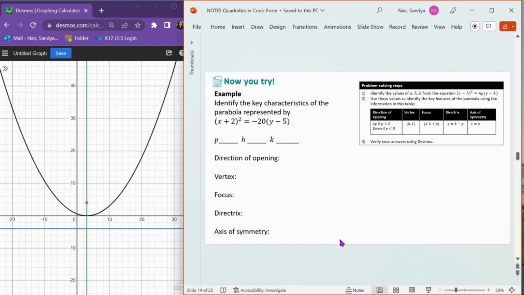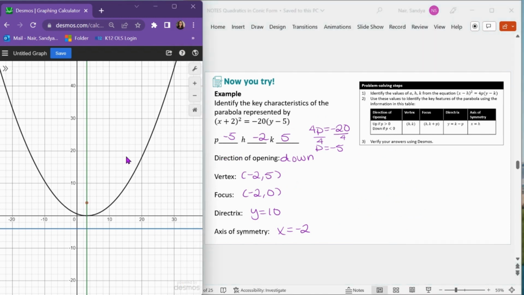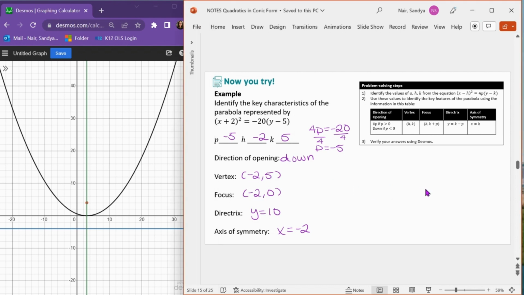So now you can go ahead and pause the video and try doing this example on your own. So here, based on this equation, we can say that p is -5 because we do -20 divided by 4 and get -5. h and k will have the opposite signs, so we have -2 and 5. Since p is negative, this will open down. The vertex will be at hk, so -2, 5. The focus, we will just rewrite the value of h and then do k plus p. So k is 5, k plus p will be 5 plus -5, so that's how we get 0.